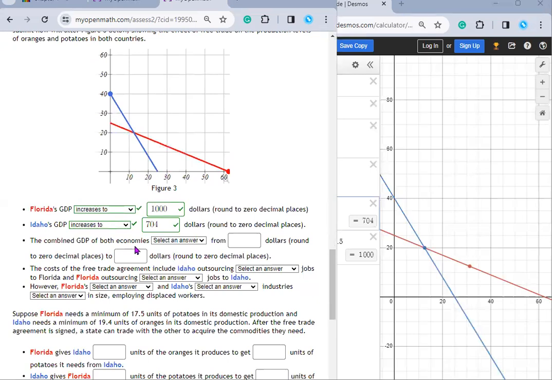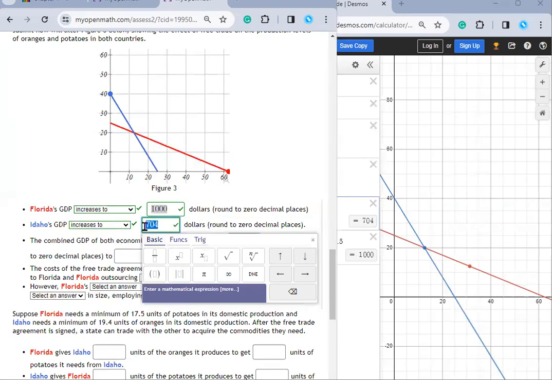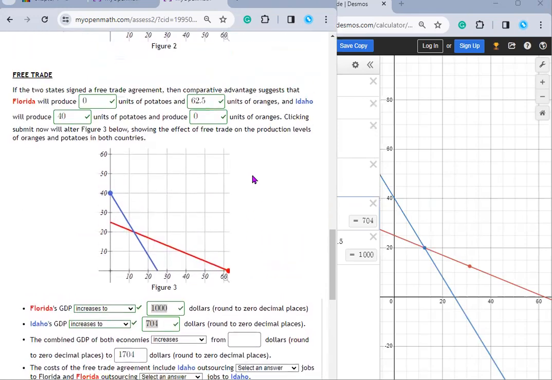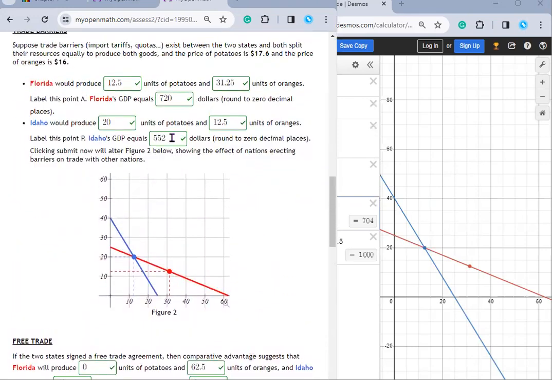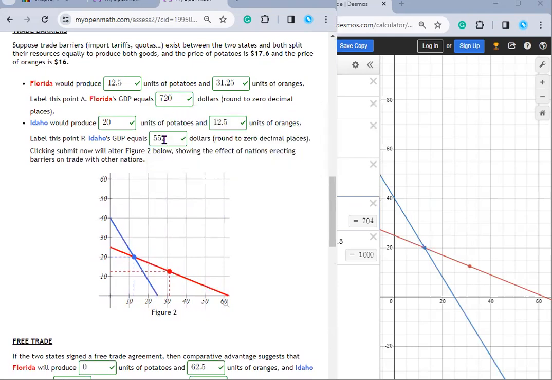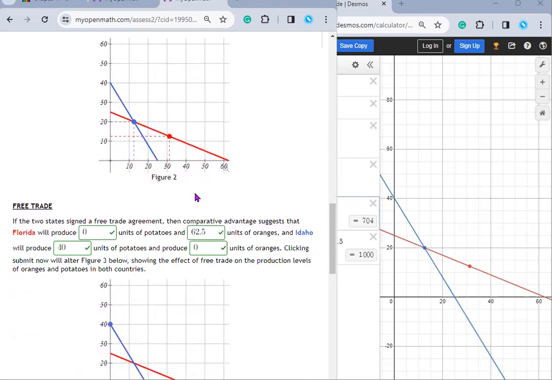Now, the combined GDP of both economies increases to the sum of these two numbers, right? 1704. And it increases from the sum of these two numbers, right? So 720 plus 552, 1272.